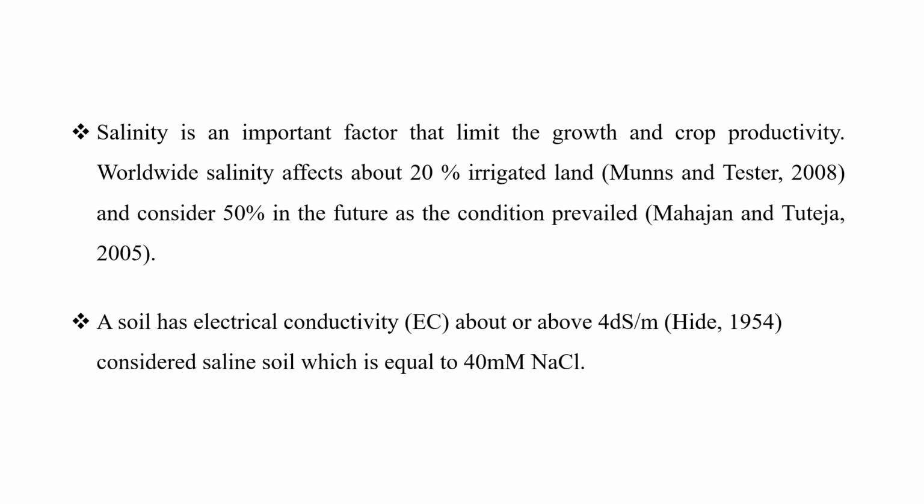So, salinity is an important factor that limits the growth and crop productivity. Worldwide, salinity affects 20% of the irrigated lands and is considered to reach 50% in the future as the condition prevails. So, we should know what the saline condition is. We can say that a soil with electrical conductivity at or above 4 decisiemens per meter is considered saline soil, which is equal to 40 millimolar sodium chloride.